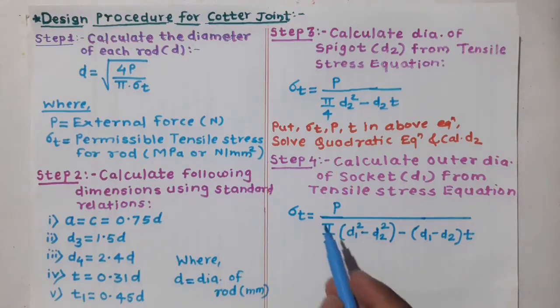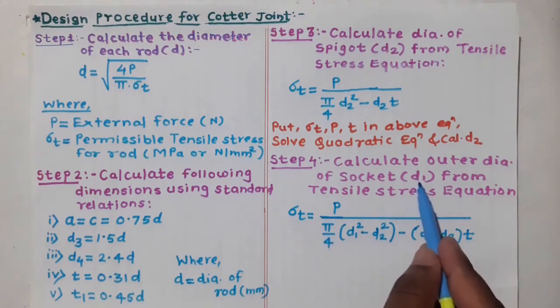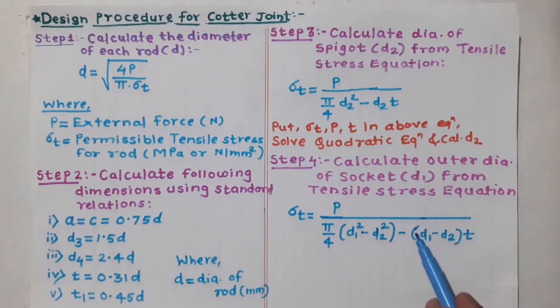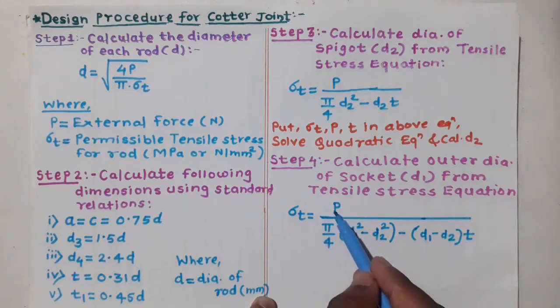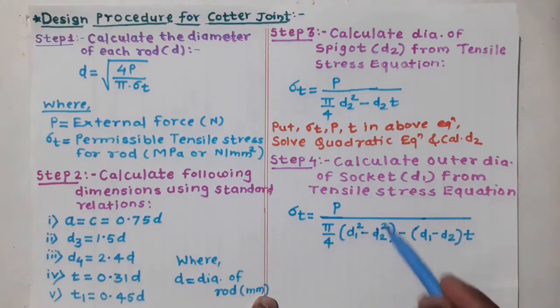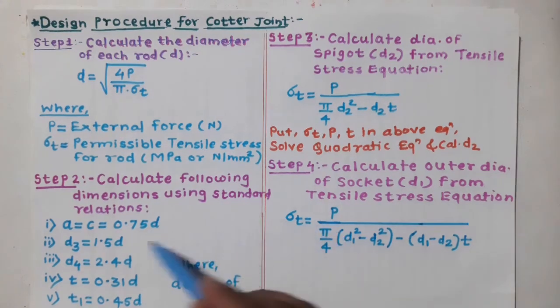Now this equation is nothing but the induced tensile stress in the socket, and from this equation we can get the value of d1, that is the outer diameter of the socket. To get the value of d1 we have to put the value of permissible tensile stress for the socket, then the external applied force P, which is in Newton, d2 which we can get from step number 3, and T from step number 2.